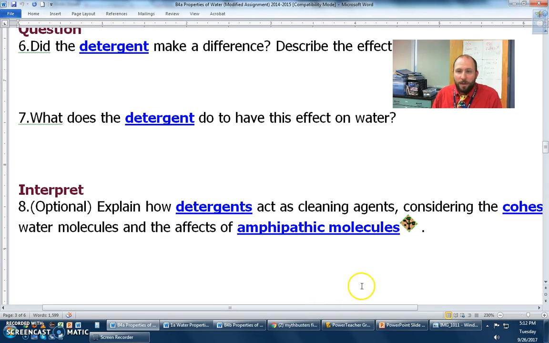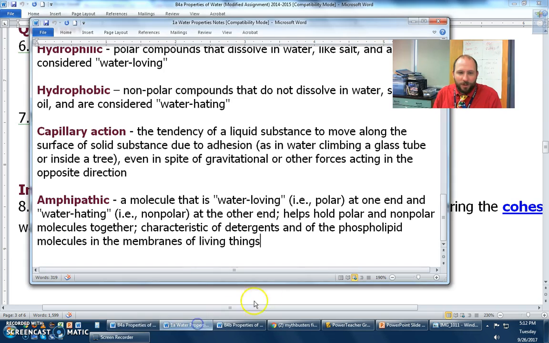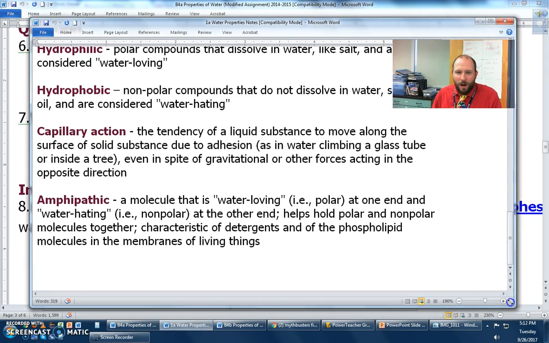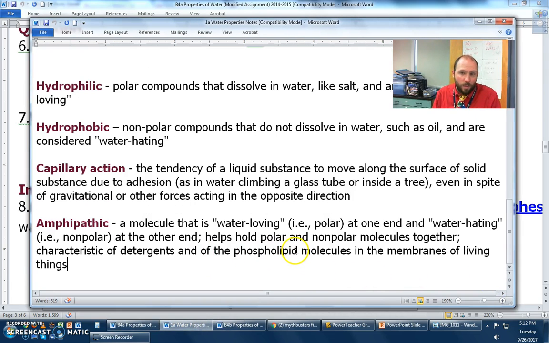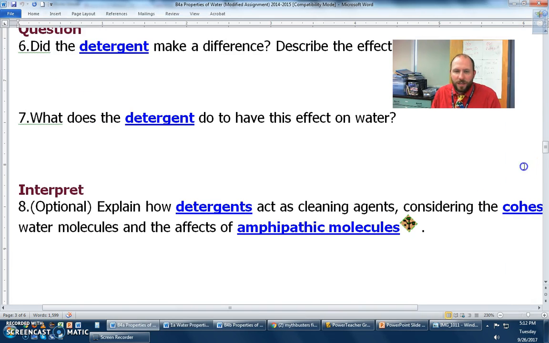I do apologize for not being here to explain this, but by definition, amphipathic molecules are molecules that are both water-loving on one end and water-hating on the other. If you think you can figure out what's going on here with the soap and the water, by all means give it a try. Otherwise, if that's difficult for you to understand, hang off on answering that question, and we'll answer it when we get back and have a little bit more in-depth conversation.